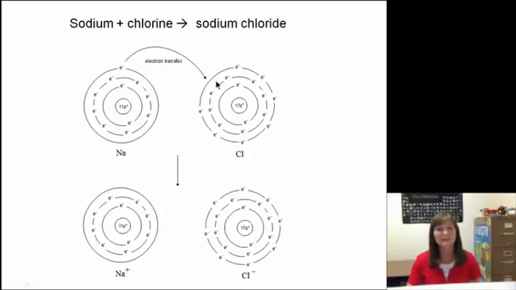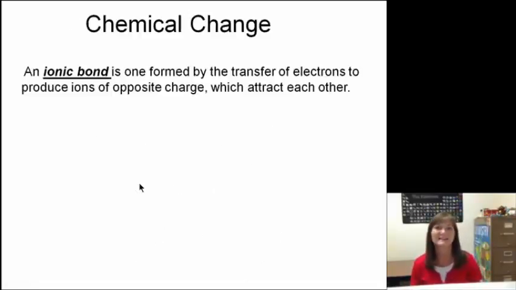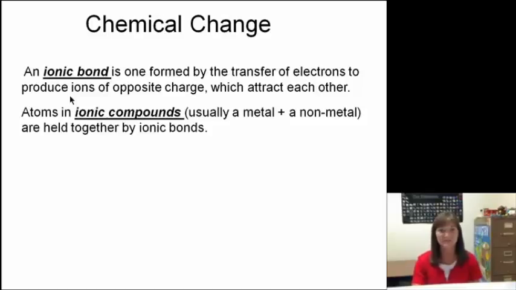So this is an ionic bond, forming the ions. The metals become cations, nonmetals become anions. An ionic bond is one formed by the transfer of electrons to produce ions of opposite charge, which then attract each other. Because remember, we talked about opposites attract. A positively charged particle is going to want to hang out with a negatively charged particle. Atoms in ionic compounds, which are usually metals bonded to a nonmetal, are held together by what we call an ionic bond.